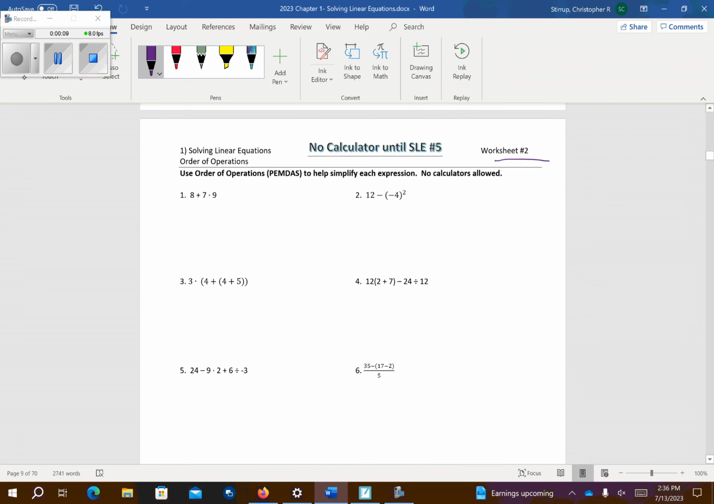So order of operations. You would have to multiply before you would add. So this is going to be 8 plus 7 times 9, which is 63. 8 plus 63 then comes out to be 71.